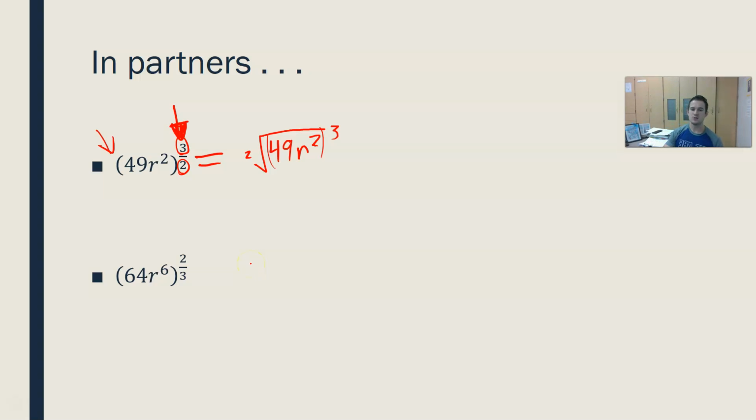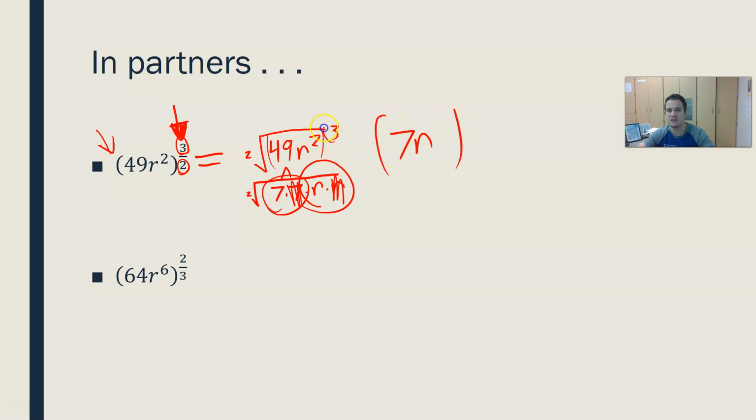So let's take the square root of 49r squared first. 49 is 7 times 7. So if I take the square root of 7 times 7 times r times r, remember they have to escape in pairs. Only one survives. My answer ends up being 7r. But that's not my final answer, yes? I still have this cubed, this to the power of 3. So my answer is 7r to the 3rd power, which is 7r times 7r times 7r.